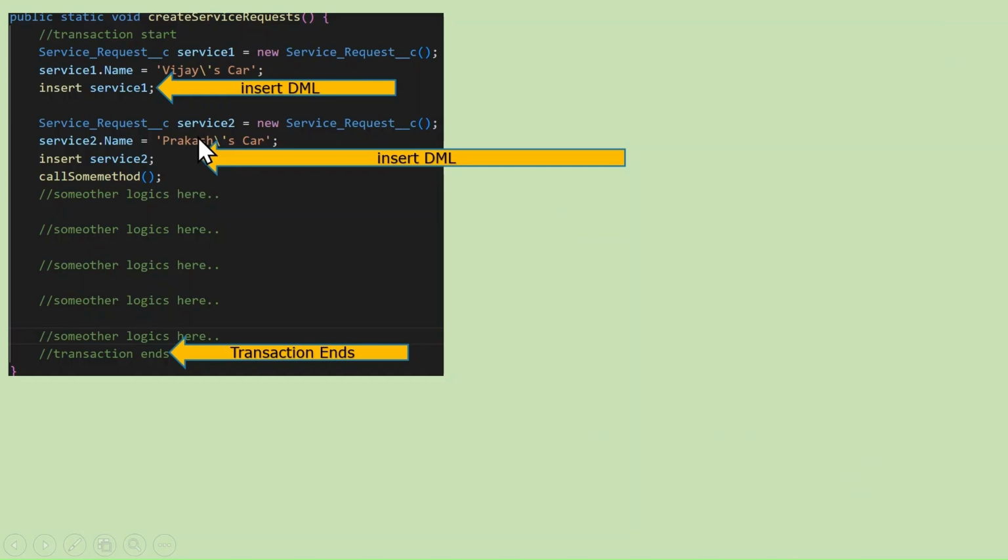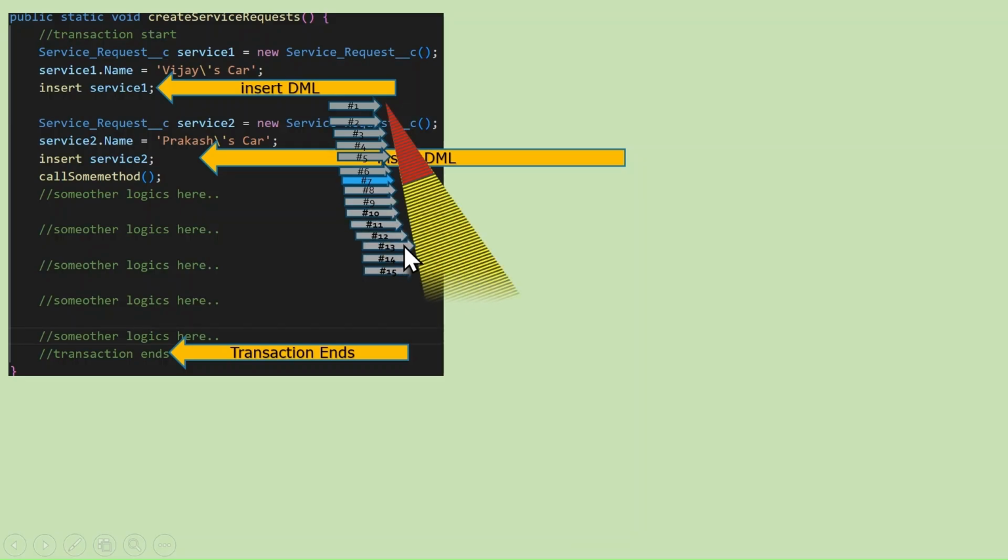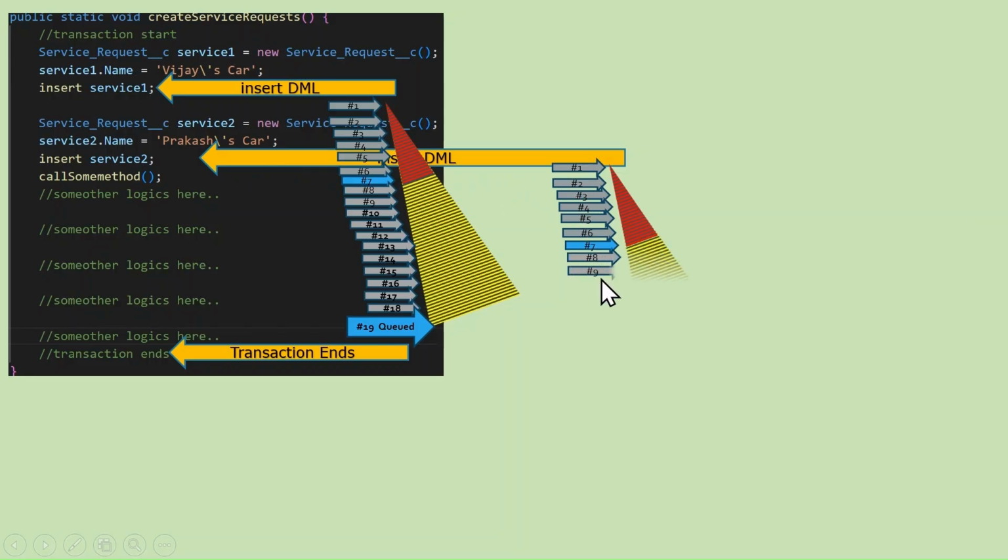The 19th step, that commit step, will be collected into the queues and then at the end of the transaction only that 19th step gets executed. For example, in this case, the order of execution gets executed for the insert service 1 statement till the step number 18, and then the 19th step gets queued. Similarly, while executing the insert service 2, the order of execution gets started and it will execute till the step number 18, and then the 19th step gets queued.